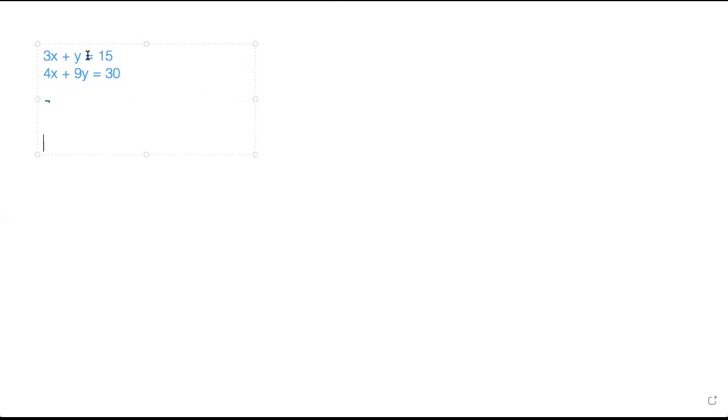With a substitution problem, majority of the times, one of the equations has a variable without a number in front of it. So you see how you have 3x plus y is equal to 15? This y doesn't have a number, right? But 4x plus 9y equals 30. So these have numbers, right? You might get a decimal because I made this up, but the concept still applies, right?